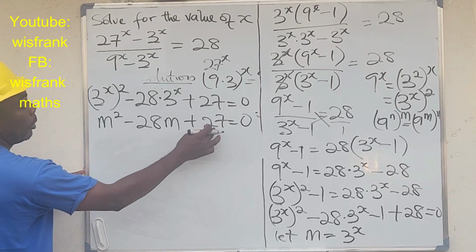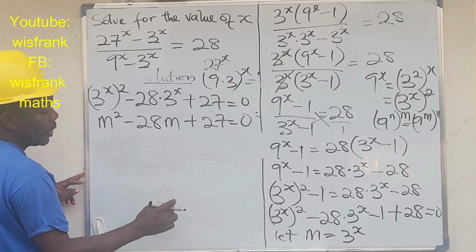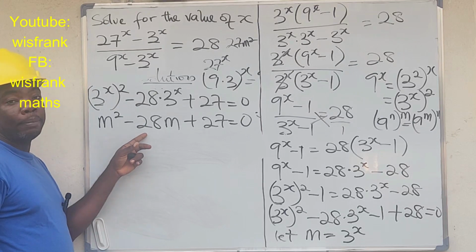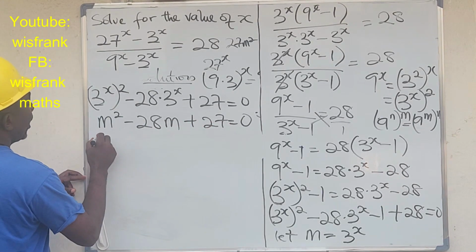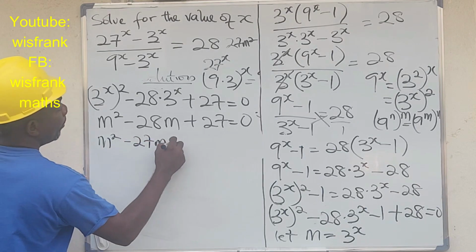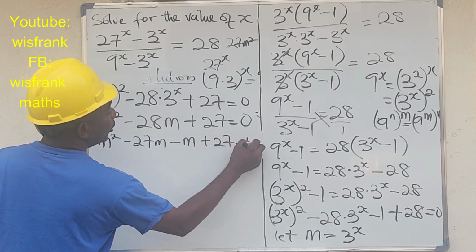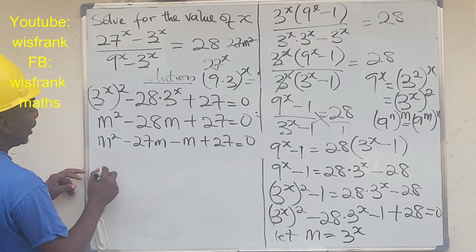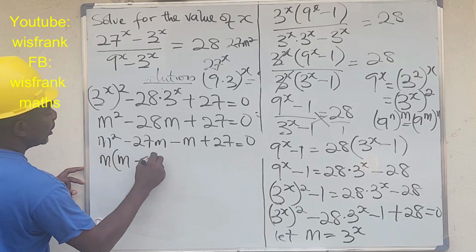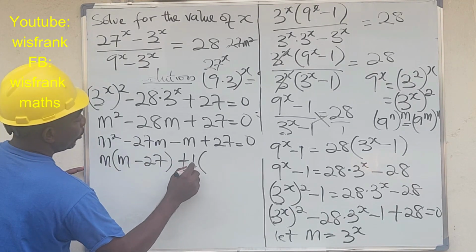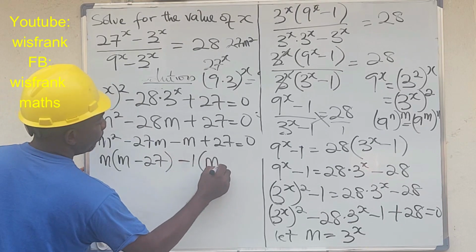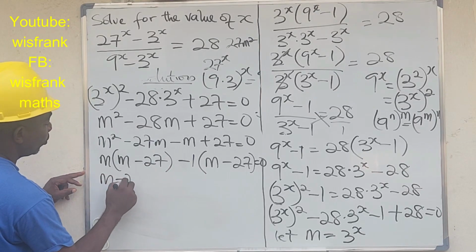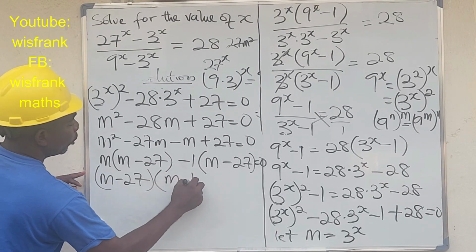So we have to multiply 27 times m squared and it will give us 27m squared. So two factors that will add or subtract to give us 28m are 27 and 1. So in this case, we have m squared minus 27m minus m plus 27 equals 0. Here, minus 27m minus m gives us minus 28m. So here we can factorize this. We have m into m minus 27, then here we have minus 1 into m minus 27 equals 0. So here we take one of the parentheses. We have m minus 27 all multiplied by m minus 1 equals 0.